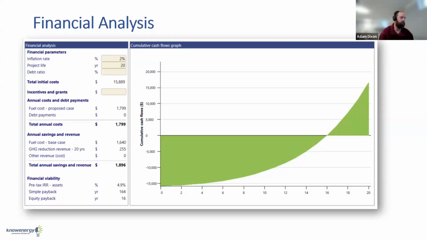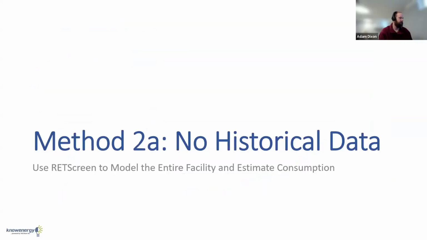Yeah, our goal is to improve the business case, but with how things are changing right now, you do have to be honest with the business case upfront and outline what your goals are and align with those. So now moving on to method 2A. You have no historical data, or you have a RETScreen model that's already been built, and you want to pull out a portion of that, which Stephen is going to do.